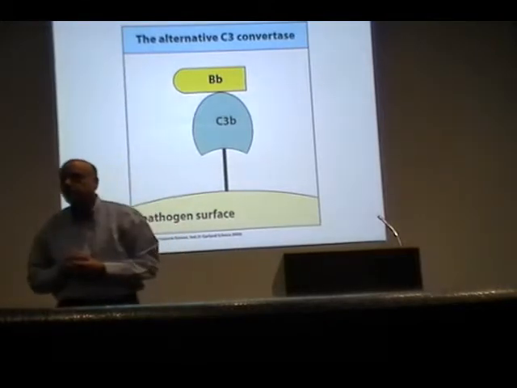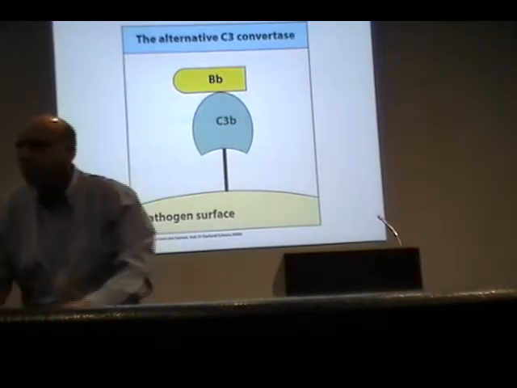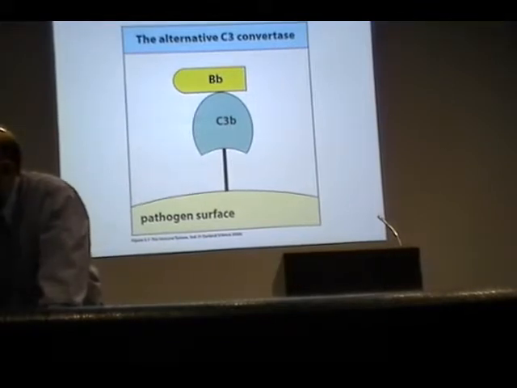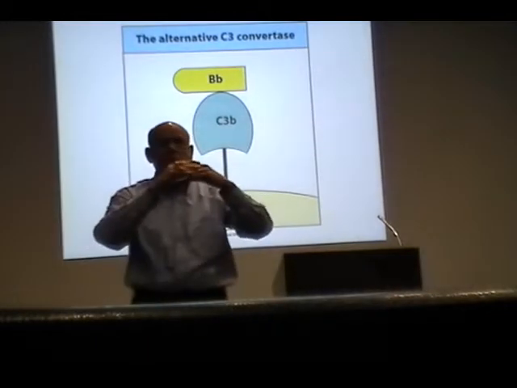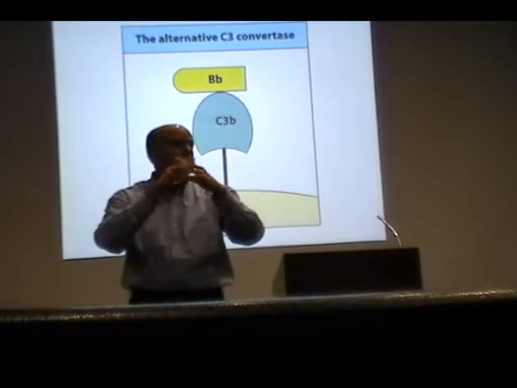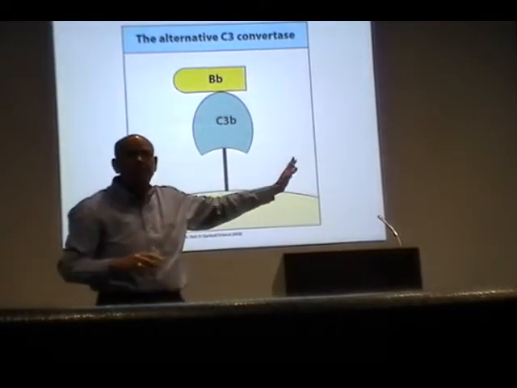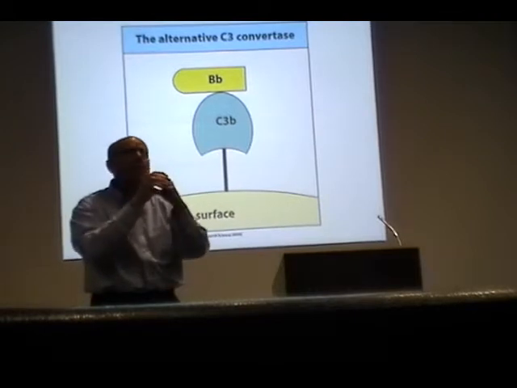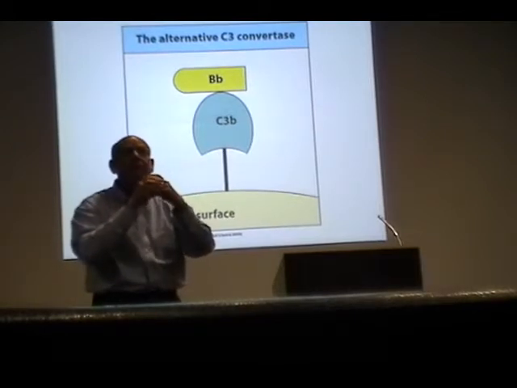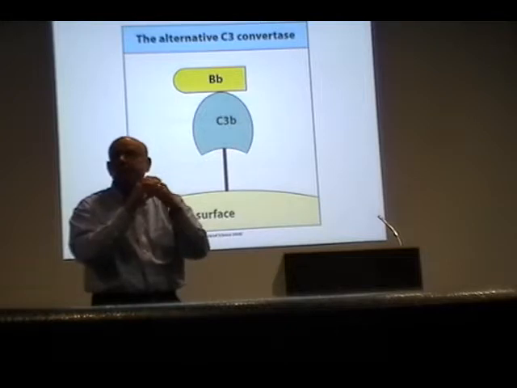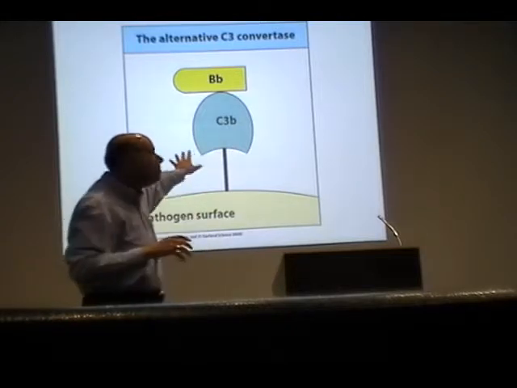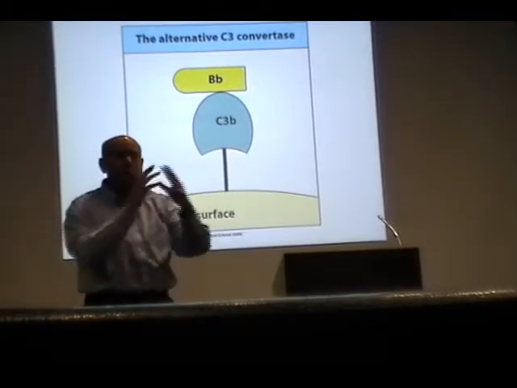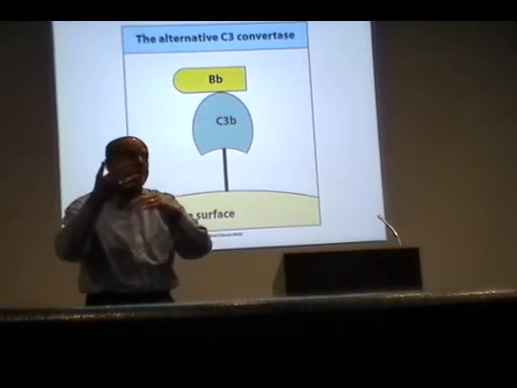So can it not convert the C3 until it has Bb on it? Does it not convert the C3 until it has the Bb on it? Correct. So whether it's C3 flex with Bb on it, or the real C3b Bb, that is the convertase. C3 flex is not a protease. It cannot cleave anything. C3b is not a protease. It cannot cleave anything. But C3b Bb can cleave C3, or C3 flex Bb can cleave C3.